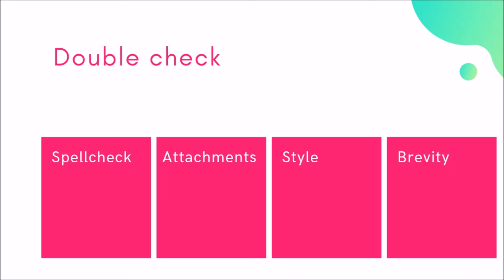And finally, just remember, double check your email. Just spend a minute or 2 minutes looking back over it. Spell check everything to make sure everything is correct. Make sure that you've attached the attachments if you've mentioned them. Look at the style of the email. Are there too many long sentences? Are there 6 paragraphs when you could cut them down? Just look at how that can be done.